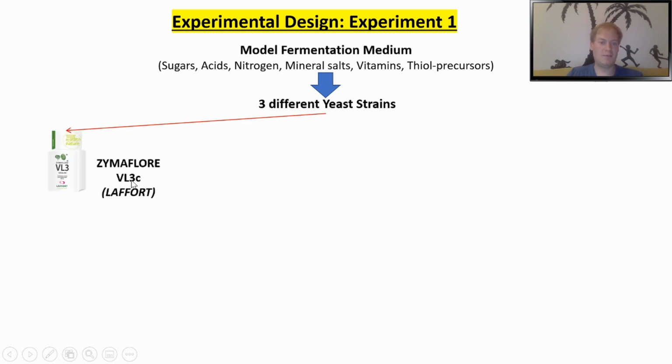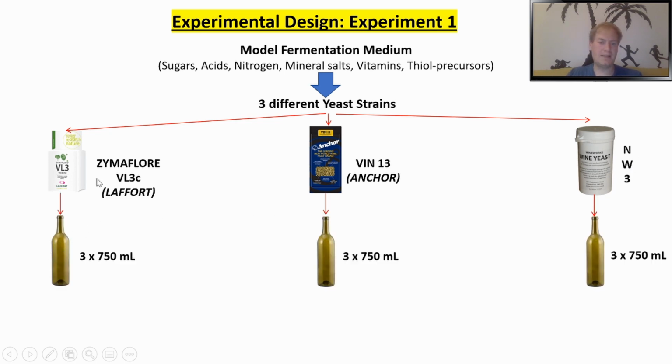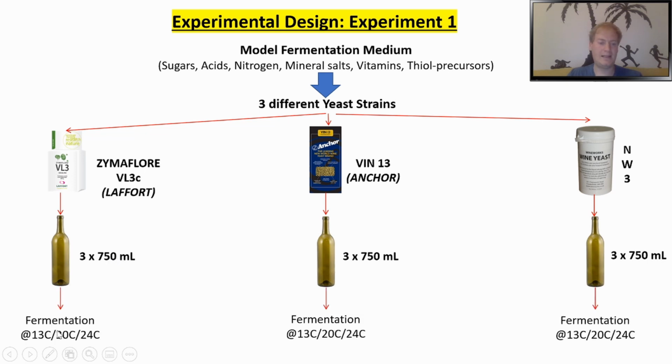They used Simaflor VL3C from Lafor, they used Win13 from Anchor, and they used the NW3 yeast, which I didn't find any further information on. And then these different ferments were conducted in triplicates, at a microscale of 750 milliliters at 3 different temperatures: 13 degrees, 20 degrees, and 24 degrees. And then they analyzed the volatile compounds and also some wine basic chemistry.